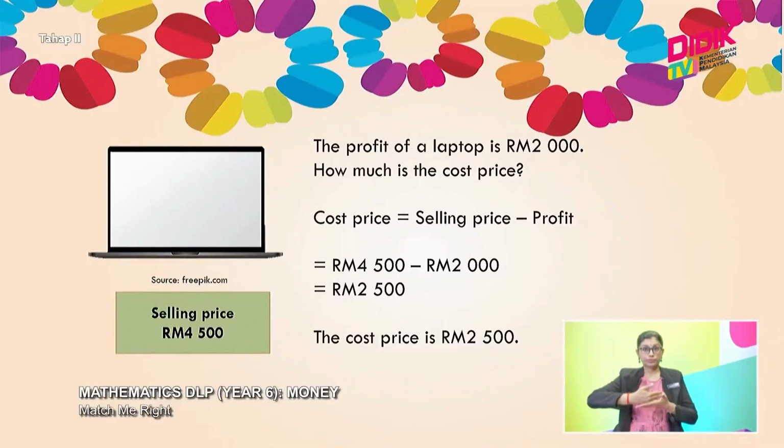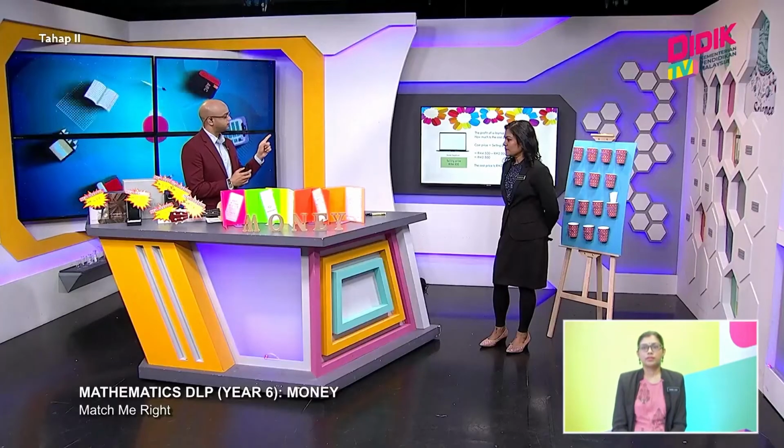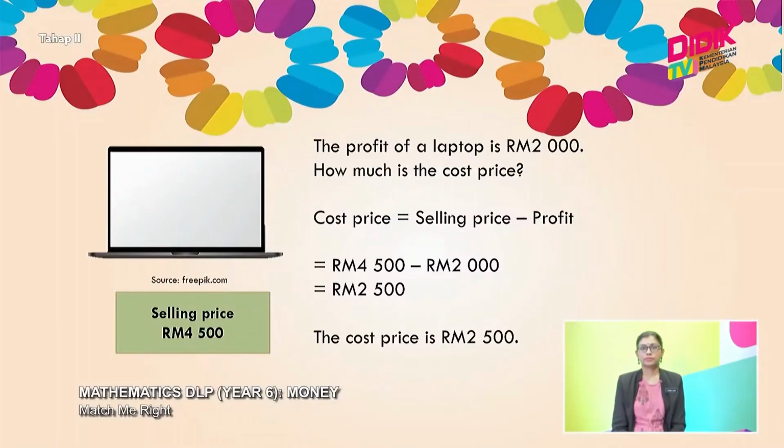Now, next, another example. It's a laptop. The selling price is 4,500 ringgit, and the profit they gain is 2,000. So they want the cost price. To find the cost price, you have to minus the profit that you gain from the selling price. Here we have the cost price is 2,500 ringgit. That means it is lesser than the selling price, because you obtain the profit.